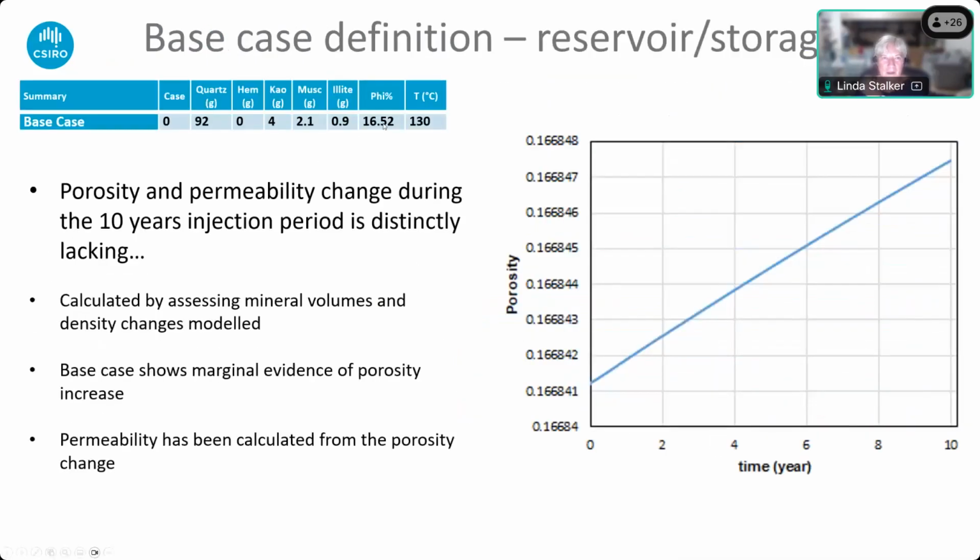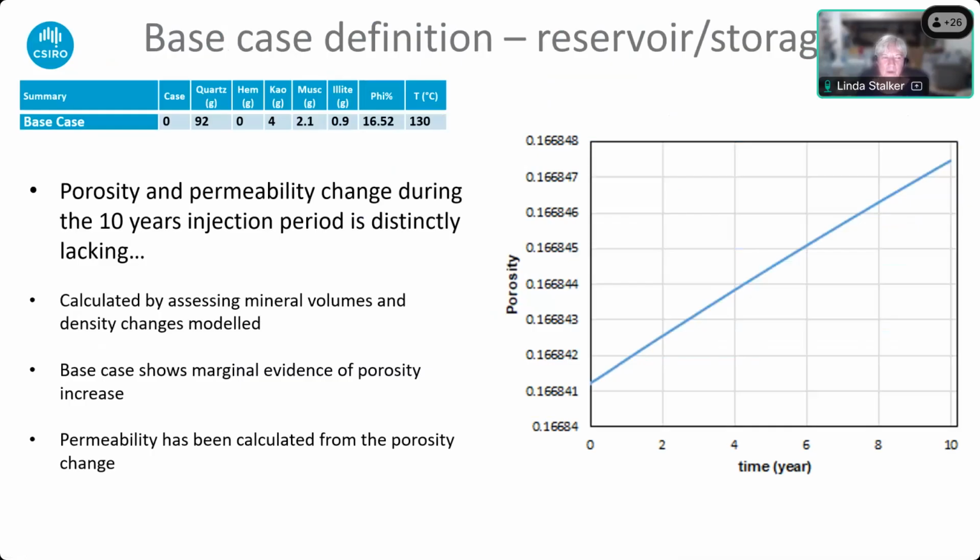So here's an example of a base case definition. It's a pretty clean quartz sample, a little bit of kaolinite, muscovite, illite, moderate porosity, bit high temperature, and this project was intending to do about 10 years of injection, and you can see that actual porosity, and I've not shown the permeability data here, but the change over a 10-year period is distinctly lacking, because if you look at the porosity measurements there, that's down to 6 decimal places to get any sort of tilt on that line at all.